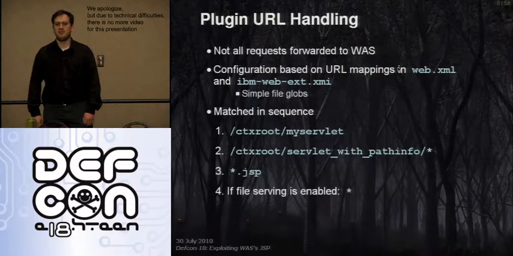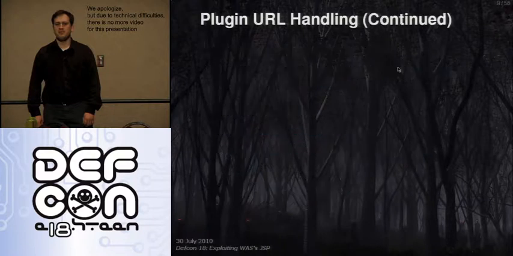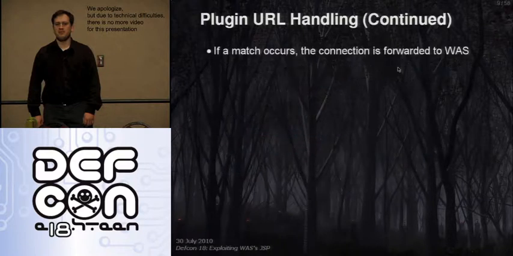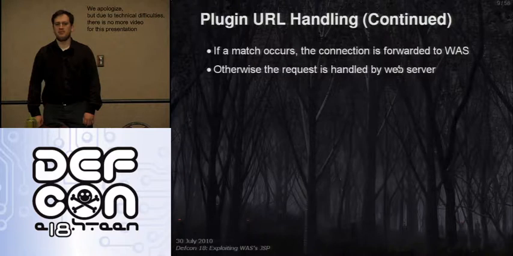If you have the WAS feature of file serving enabled, this is an IBM specific function: if you don't have it enabled, static content inside your WAR does not get served. If you do have it enabled, it does get served. So if you have it enabled, all the connections get passed from the web server into WAS. This is one I see misunderstood a lot of times. If a match occurs, the connection is forwarded in, much like a reverse proxy. Otherwise, the request is handled by the web server.